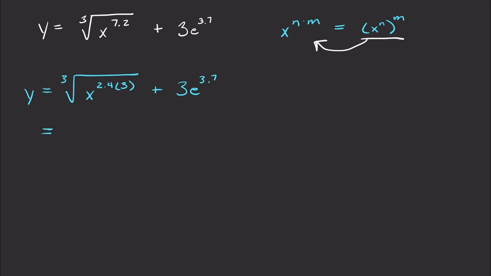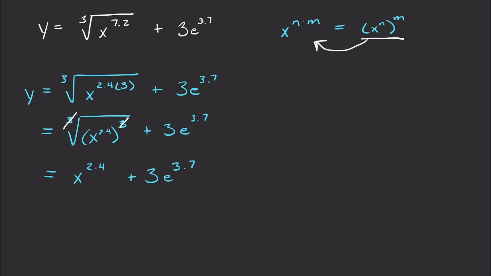And now we can use this property of exponents and write this as the cube root of x to the 2.4 all cubed plus 3 e to the 3.7. Now this cube root is going to cancel out this cube, and we're just left with x to the 2.4 plus 3 e to the 3.7.